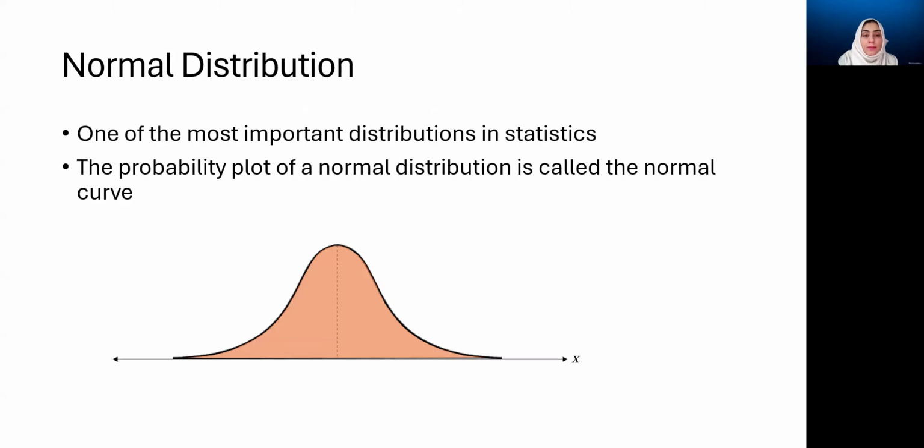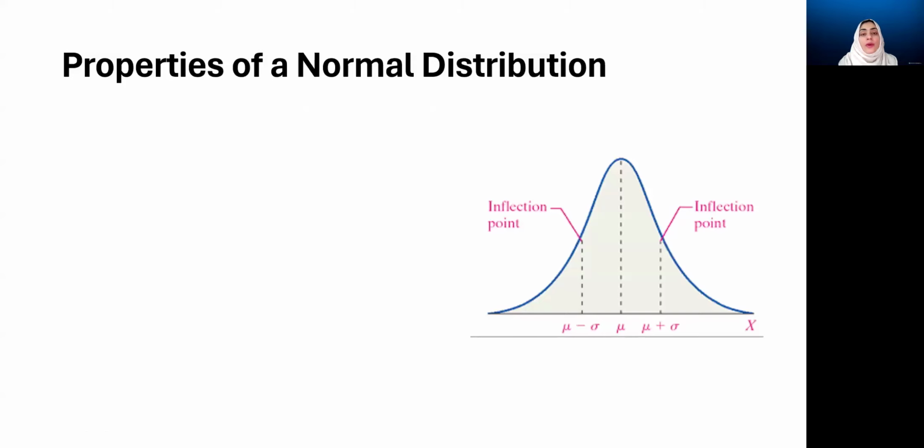The probability plot for a normal distribution is called the normal curve. We have seen it already. It looks like this. It's also known as the bell shape because it looks like an inverted bell. And you can see a line of symmetry in the center. We are now going to have a look at the different aspects of the normal distribution.